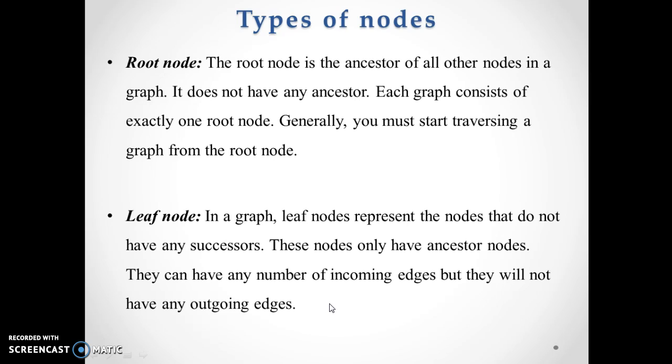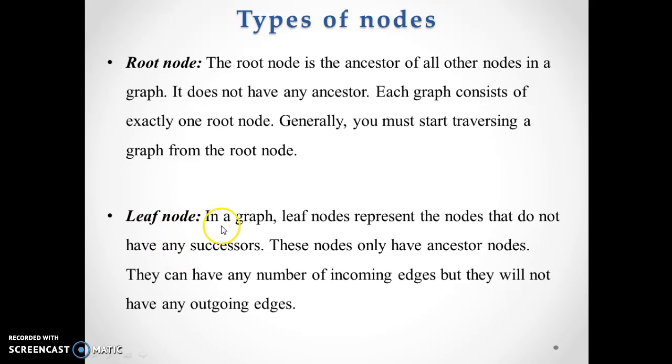The types of nodes: the root node and leaf node. The root node is the ancestor of all other nodes in a graph. It does not have any ancestor. Each graph consists of exactly one root node. Generally, you must start traversing a graph from the root node to the leaf node.